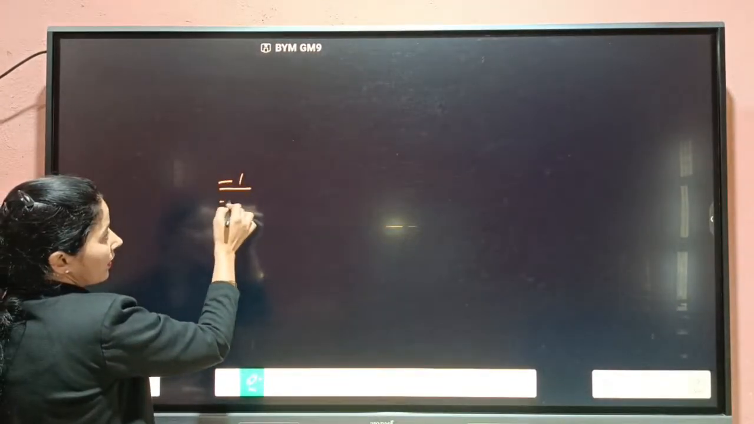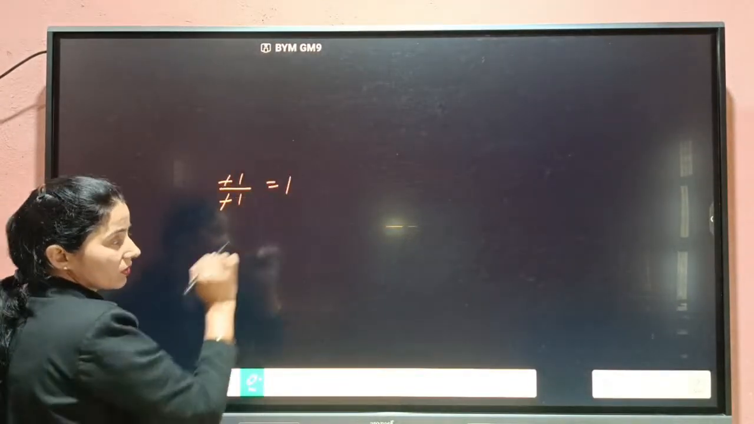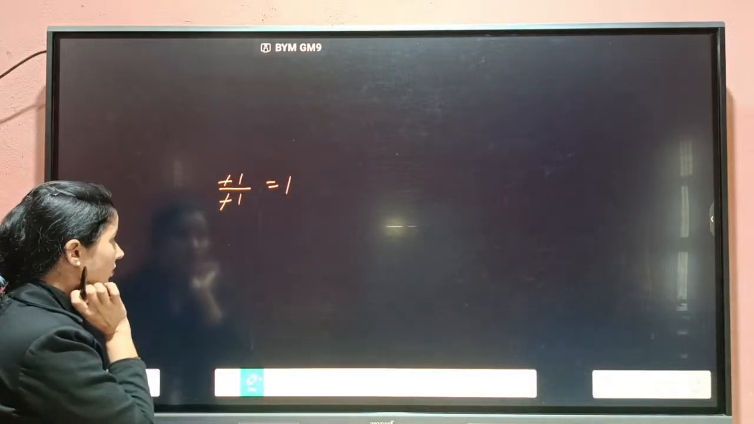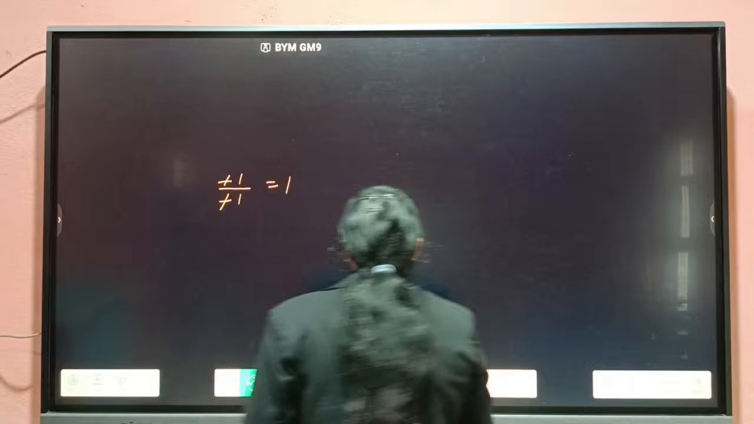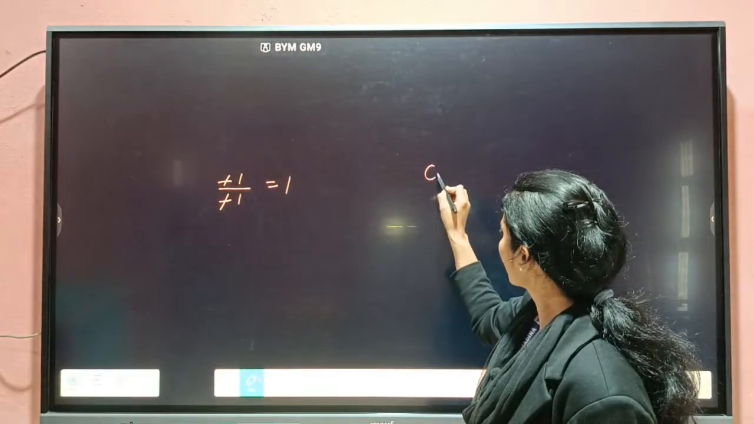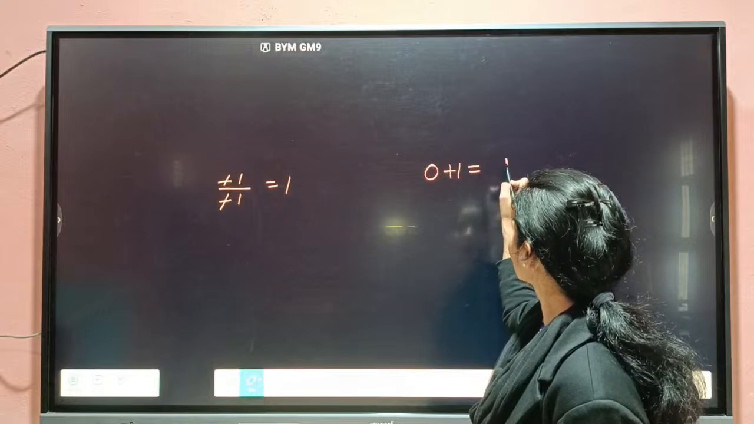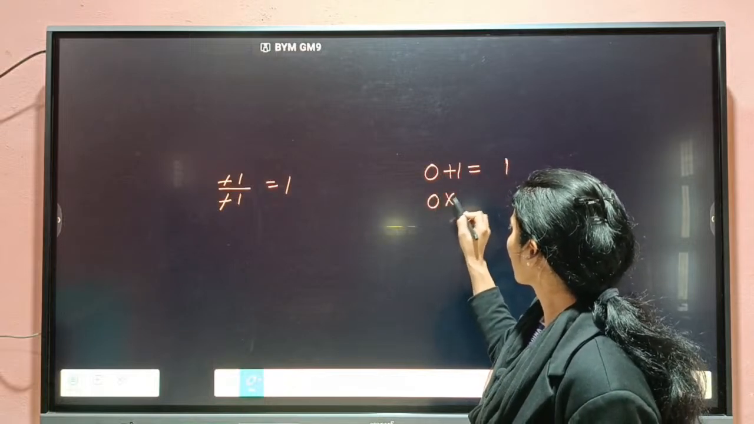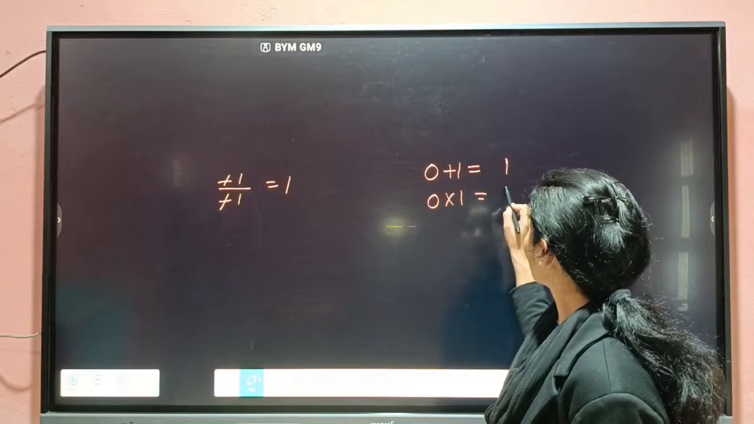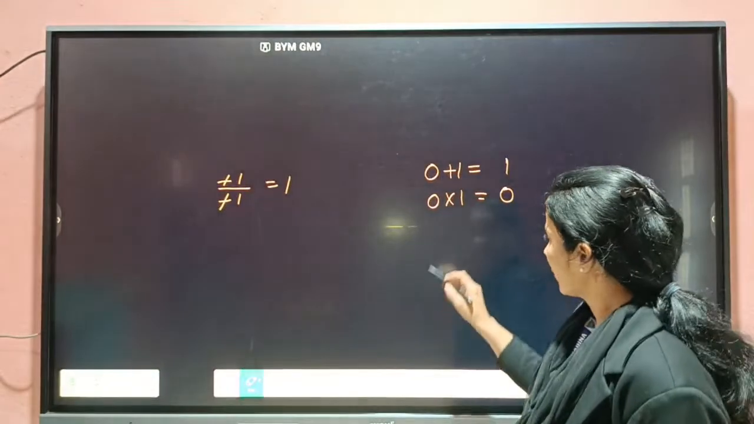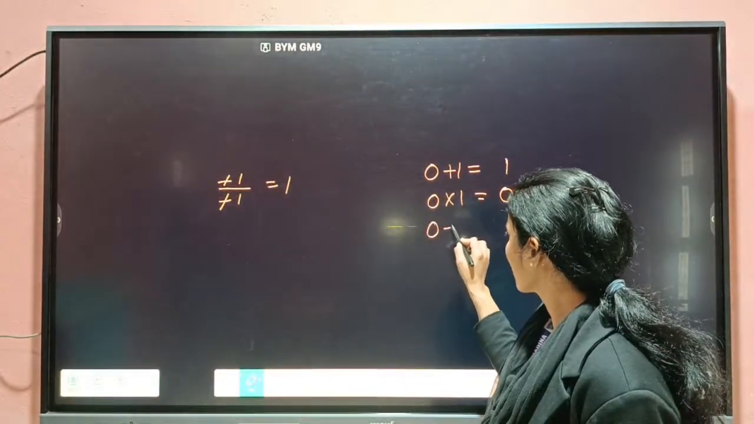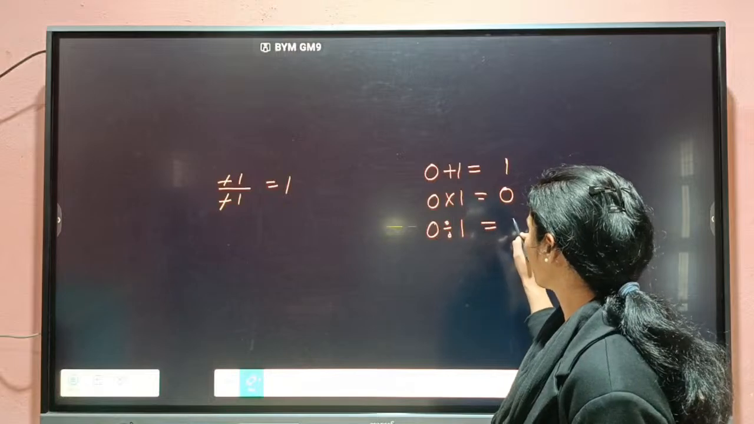Okay. Now let us see some properties under division. How can we divide two integers, like minus 1 divided by minus 1? This minus and minus will be cancelled. The answer is 1. So some sign conventions are there. See, if we add 0 to any number, we get the same number. If we multiply 0 with any number, the answer will be 0. Now, if we divide 0 by any number, the answer is 0.